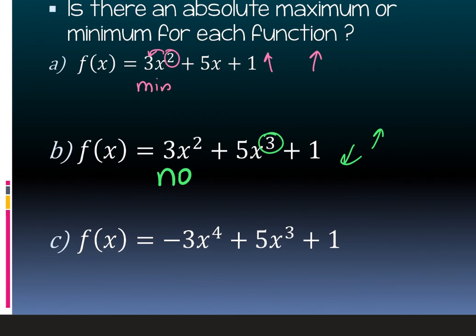And then I go to C, and my degree is 4, which is even. Look at the leading coefficient. It is negative, which means the ends point down, which means this has a maximum. So the answers: if the highest exponent is even, it's going to be a yes. You just have to figure out if it's max or min. And if it's odd, it's going to be a no.